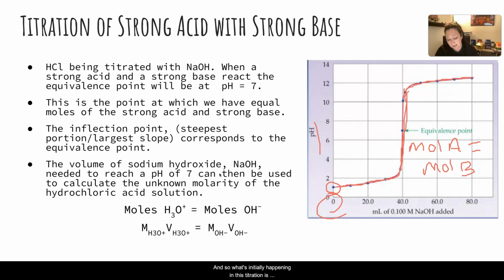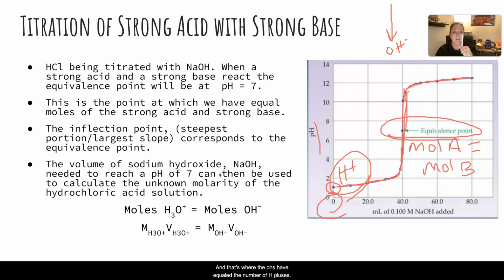And so what's initially happening in this titration is I've got a whole lot of H pluses. And then I'm dropping in from the burette, the OH minuses are dropping in, right? And what happens with OH minus and H plus? They make water. But I still have a lot of H pluses down here. And then as the OH minuses are coming in and reacting with those H pluses and removing them and making H2O, the pH is slowly on the rise. We get to this thing called the equivalence point, and that's where the OH minuses have equaled the number of H pluses.